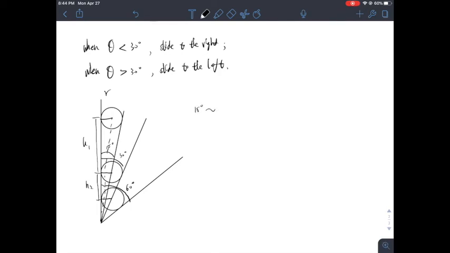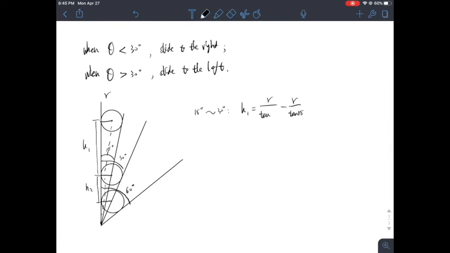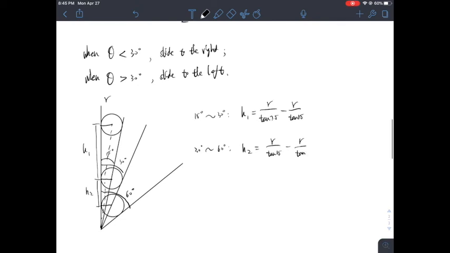Then if we think about how much angle it traveled from 15 degrees to 30 degrees, we can first calculate h1. h1 will equal r divided by tangent 7.5 degrees minus r divided by tangent 15 degrees. The second one, h2, will be from 30 degrees to 60 degrees. We have r divided by tangent 15 minus r divided by tangent 30. Then let's solve for the first angle, how much angle it rotates to the right.